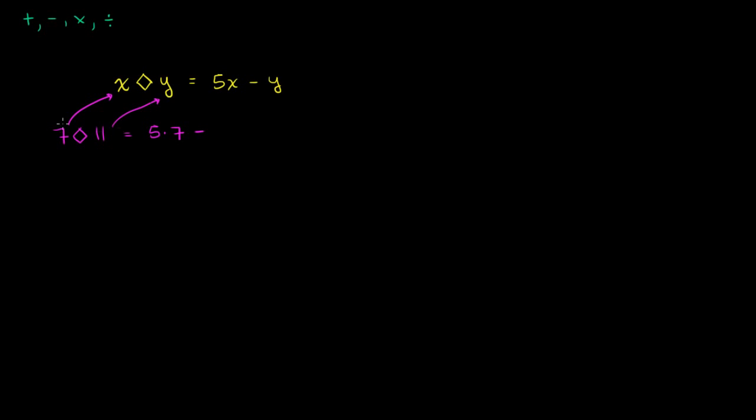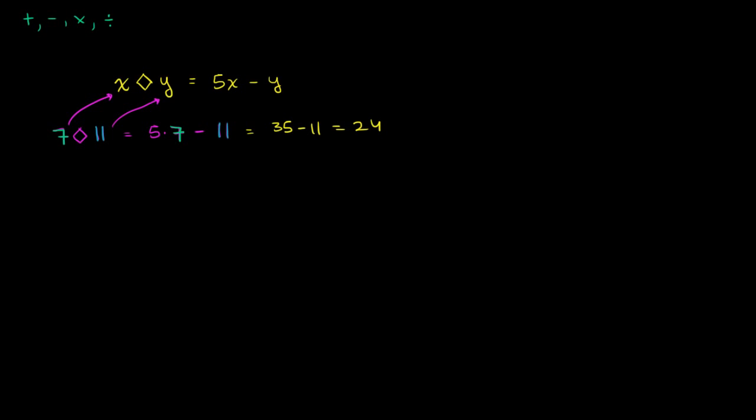So one way to think about it is, in our definition, every place you saw an x, you can replace with a 7. Every place you saw a y, you replace with 11. So you have minus 11 over here. This 7 is this 7, and this 11 is this 11 right over here. And then we just evaluate that. So 5 times 7 is 35. So this is equal to 35 minus 11, which is equal to 24. So 7 diamond 11 is equal to 24.